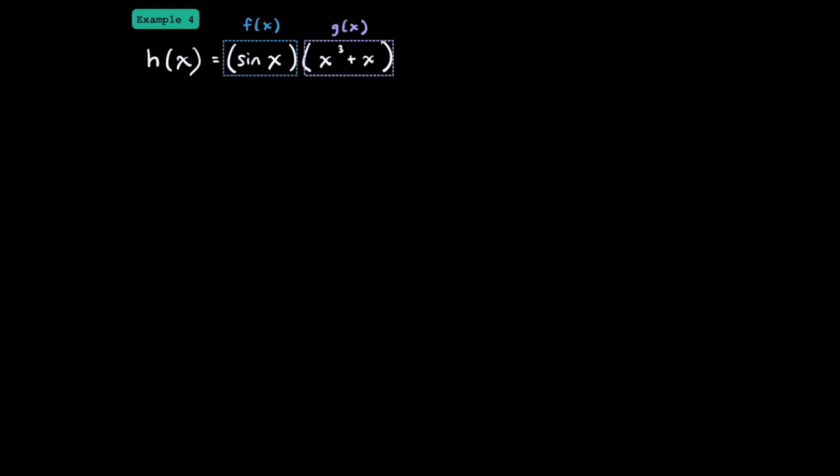Let's write down the key bits of information that we need to know. First, we need to know f of x, and that's just equal to sine of x. F prime of x is going to equal cosine of x, which is the derivative of sine of x. G of x we know is equal to x cubed plus x. And using the power rule, we can say g prime of x is equal to 3x squared plus 1.